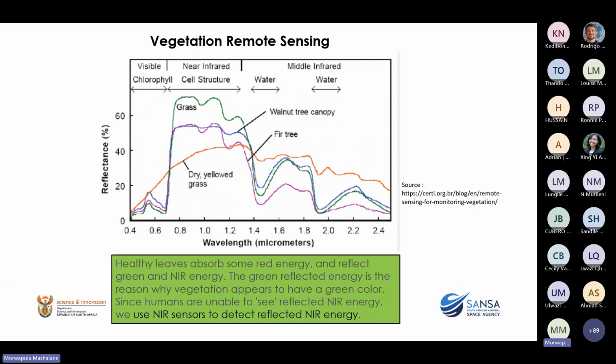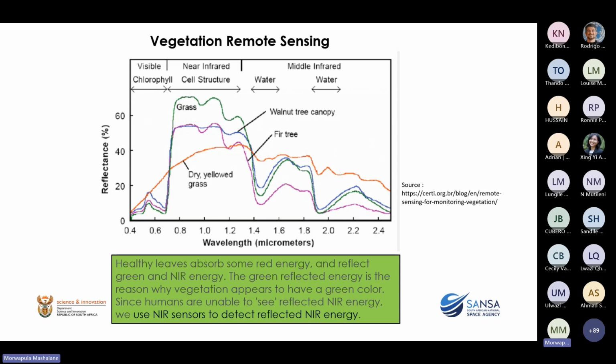As my colleague Thomas introduced you to remote sensing in terms of the electromagnetic spectrum, I'm going to be focusing on agriculture, so basically my focus is on vegetation. When we see vegetation, we see it as green, because vegetation reflects green in the visible spectrum, and it absorbs red and blue.